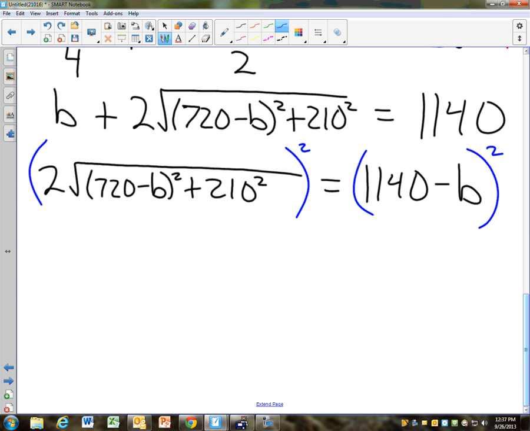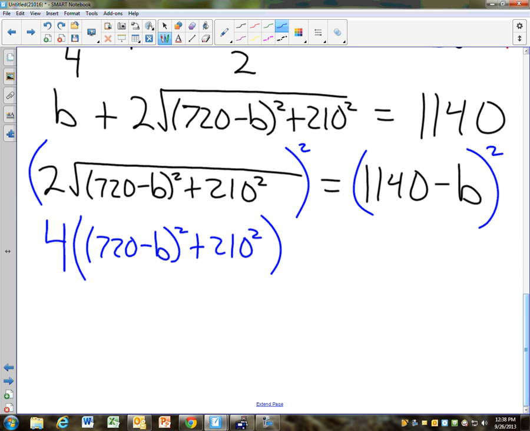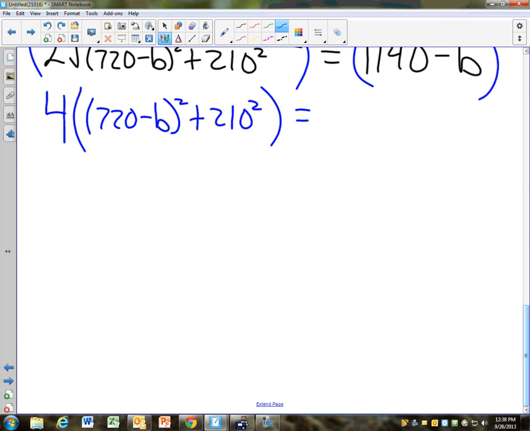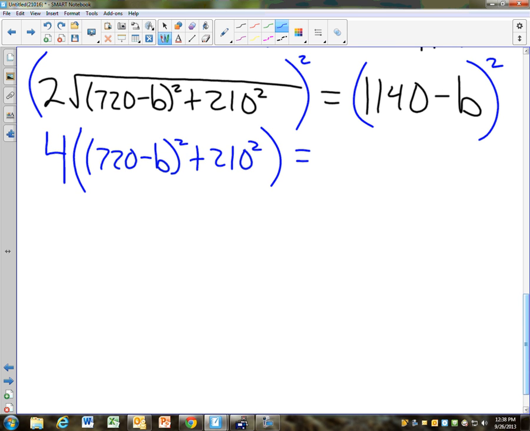If I square, the 2 becomes a 4, and the square root goes away. So you have 4 times everything that's left in the square root, which is (720 minus b) quantity squared, plus 210 squared, and that's equal to, well, now we're going to have to FOIL that out, aren't we? Let's just FOIL it out and get it over with. On your take-home test I give you a similar problem. However, I don't give you such big numbers because I want to make it a little bit easier on you.